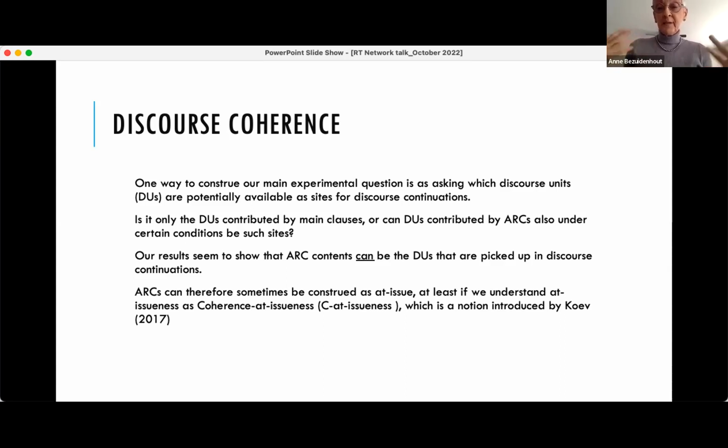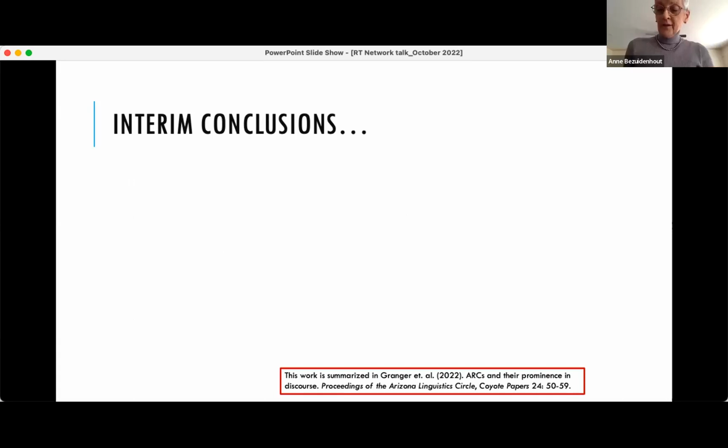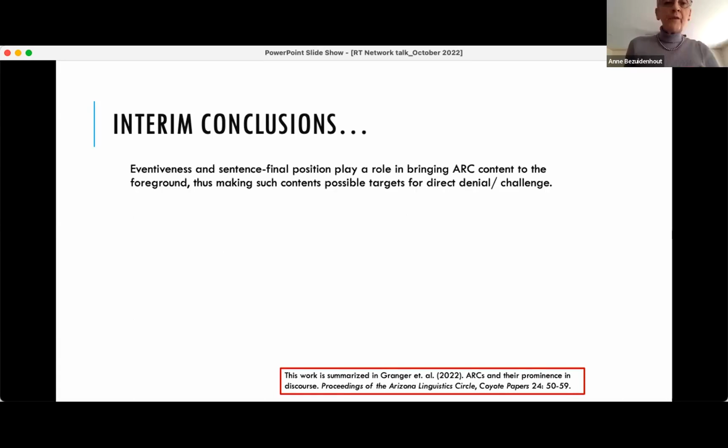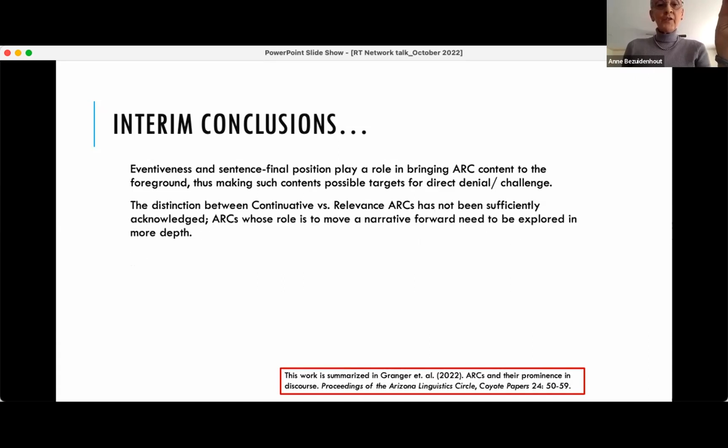He distinguishes many different notions of at-issueness, but one of them is coherence at-issueness. And it seems clear that arcs are coherence at-issue, or can be. So the interim conclusions that I want to highlight: eventiveness and sentence-final position play a role in bringing an arc's content to the foreground, making such contents possible targets for both denials and challenges.